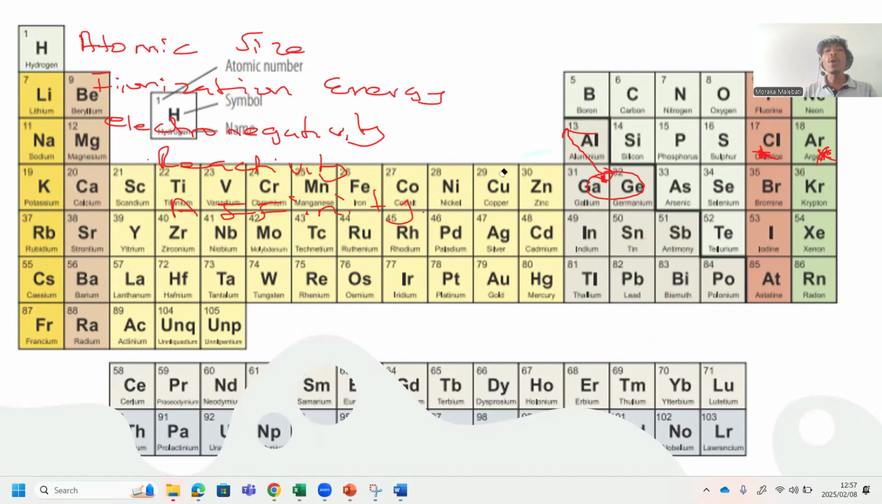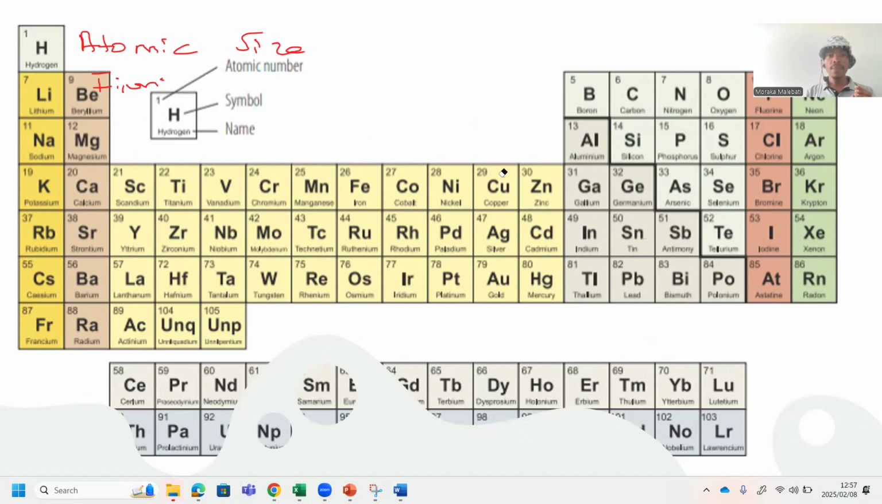So if you understand these terms, we're now going to be looking at the trends across the period. So let's start with the atomic size. Atomic size will decrease from left to right. It means as the nuclear charge increases, the electrons are drawn closer to the nucleus. Now, this will make the atoms become smaller, because remember I told you that atomic size tells us about the size of an atom.